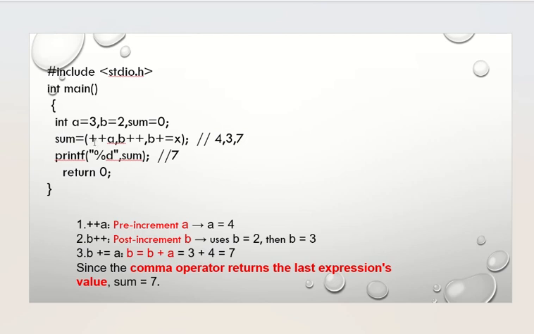Sum equal to, there are 3 expressions. First, second, third. What is the last one? b equal to b plus a. So the value of b equal to b plus a is 7. So we are getting the output as 7. Do you get the comma operator? The comma operator returns the last expression value. Remember this.